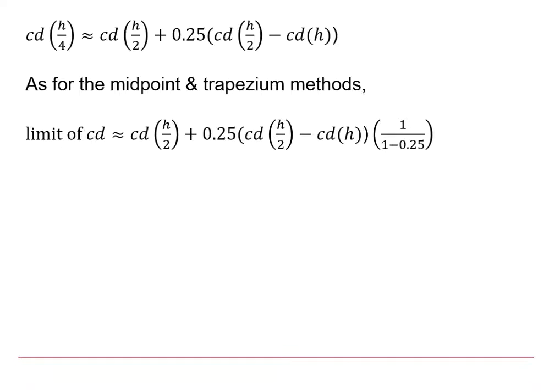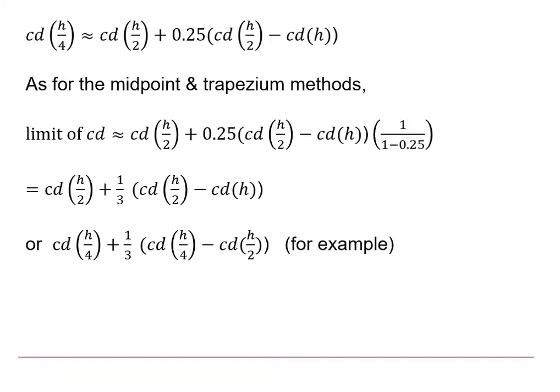So as for the midpoint and trapezium methods, we come up with a geometric series which we can take the sum to infinity of, and the common ratio is once again going to be a quarter for the central difference method, and so that gives us a figure of a third in the final formula, and that's the extrapolated estimate based on CDH and CDH over 2.